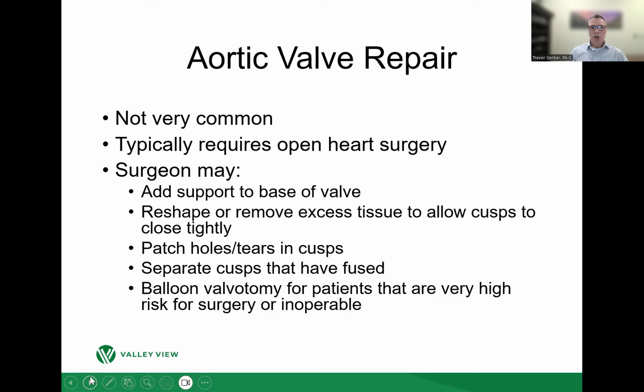It typically requires open heart surgery where a surgeon might add support to the base of the aortic valve. They might reshape or remove excess tissue to allow the cusp to close tightly. Sometimes a surgeon can patch a hole or tear in one of the cusps or separate cusps that have been fused together. There's also a less invasive procedure called a balloon valvotomy, which is done through an artery in the groin. This is reserved for patients that are very high risk for surgery or are considered inoperable, and it's usually a temporary measure.